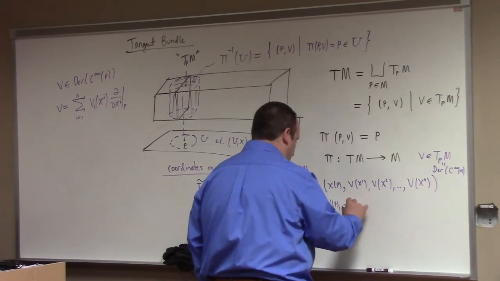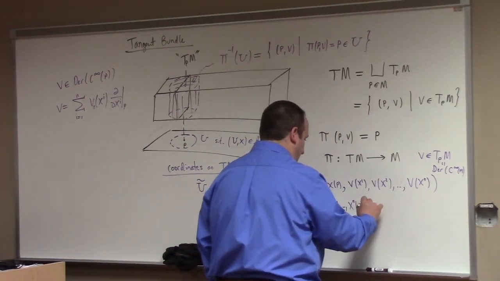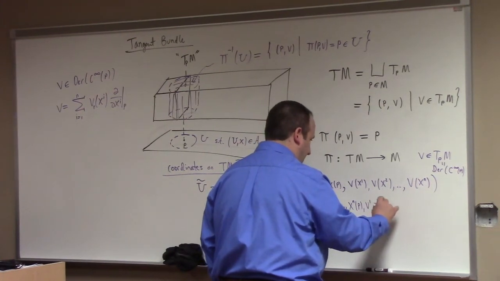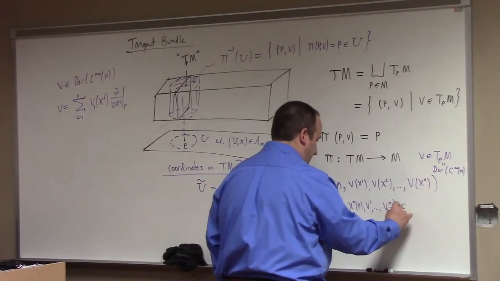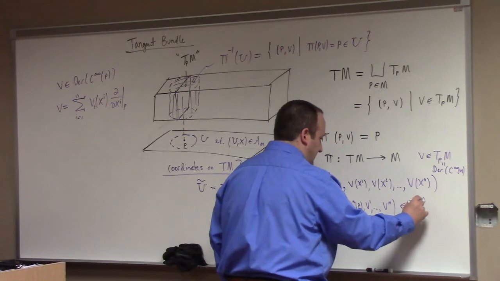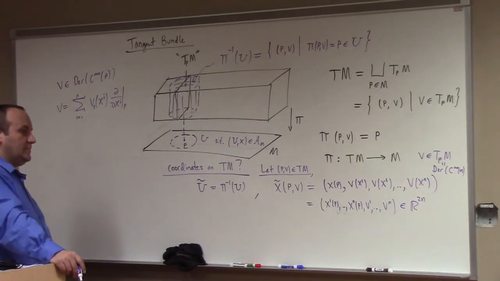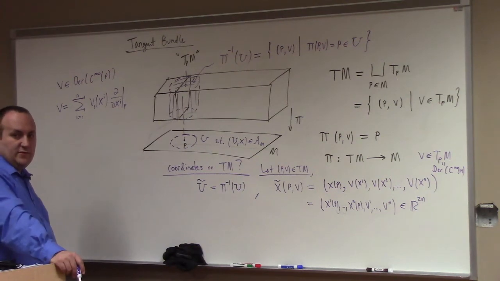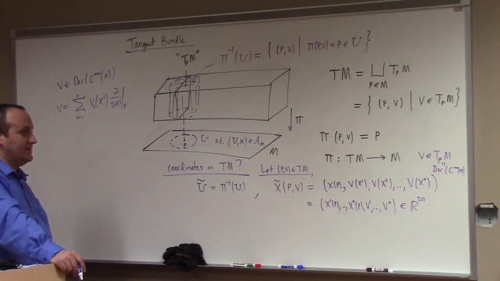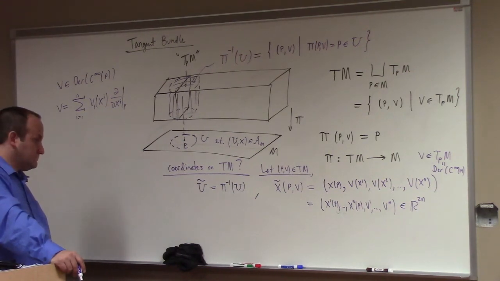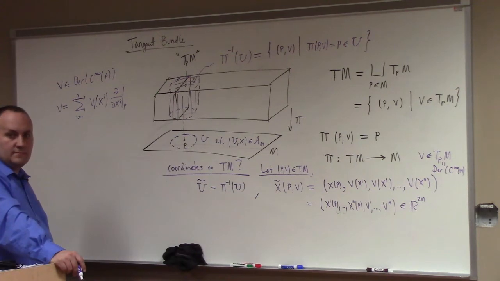So how many is that? That's in R2n, right? So the tangent bundle is a 2n-dimensional manifold, whereas the manifold was an n-dimensional manifold. Any questions?